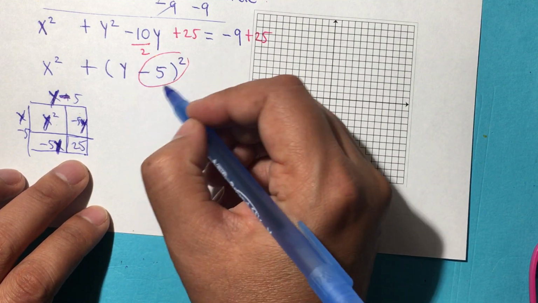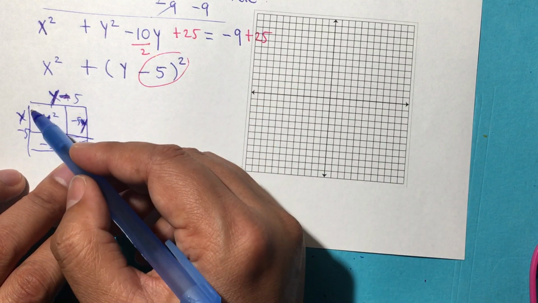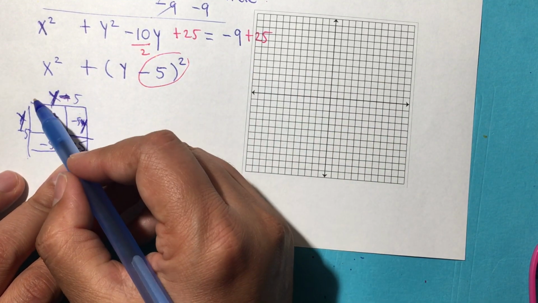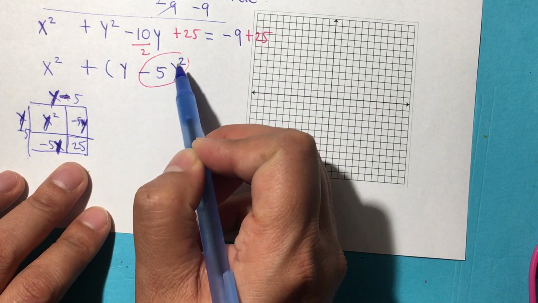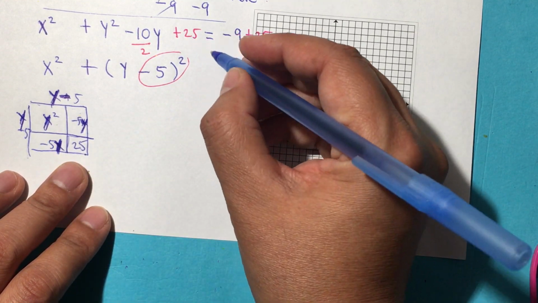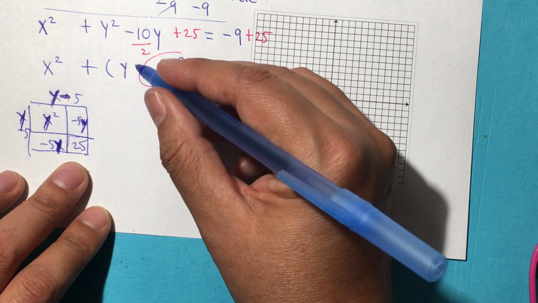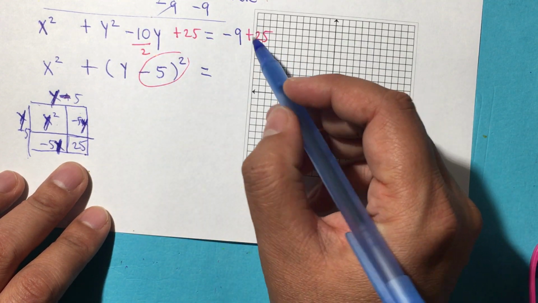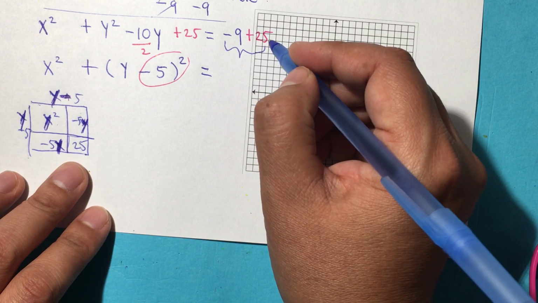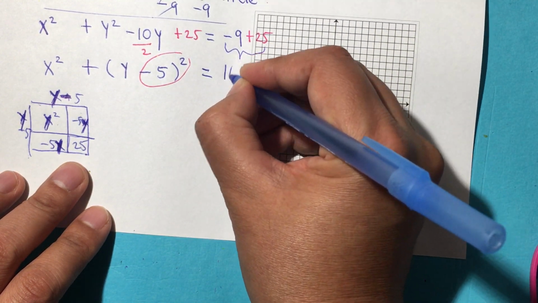And these are just the square, just means this times this, which is the same thing. Okay, y minus 5 times itself, meaning y minus 5. So this is the same as this. On this side, we simplify, and negative 9 and positive 25 gives me 16.